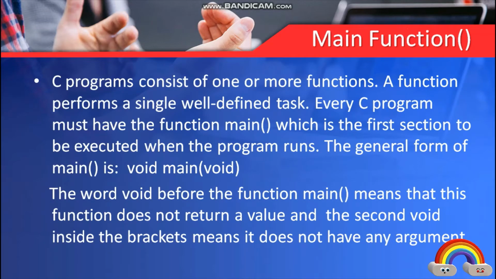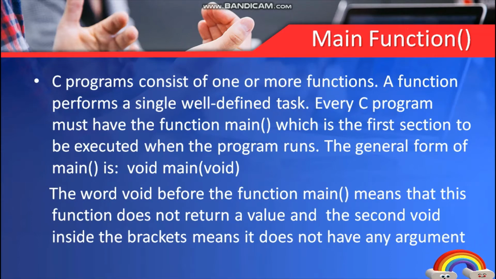So next one is the main function. A C program contains one or more functions. A function performs a single well-defined task. Every C program must have a main function, which is the first section to be executed when the program runs. The general form of the main function is void main void. The word void before the function main means that this function doesn't return a value, and the second void inside the braces means it doesn't have any argument.